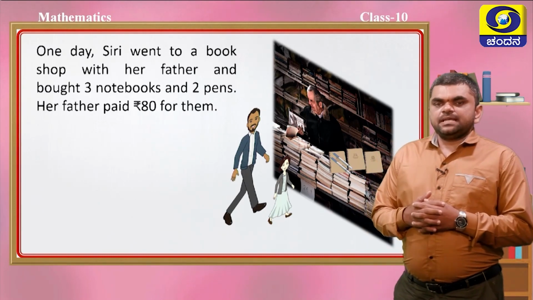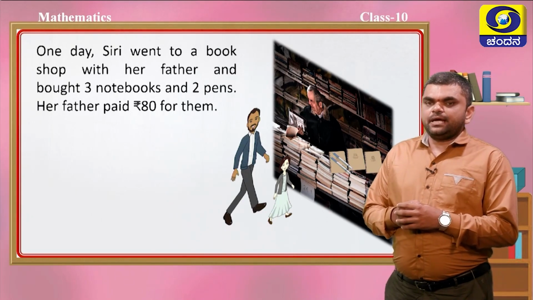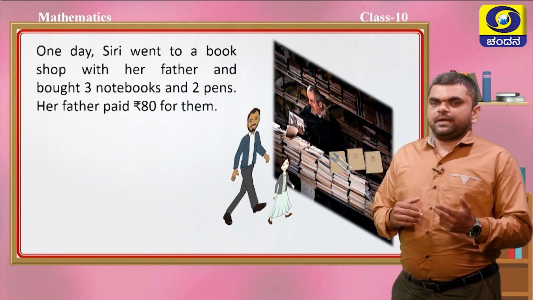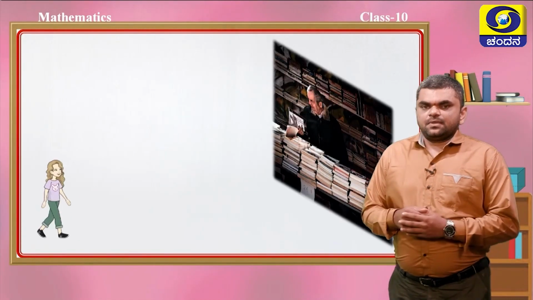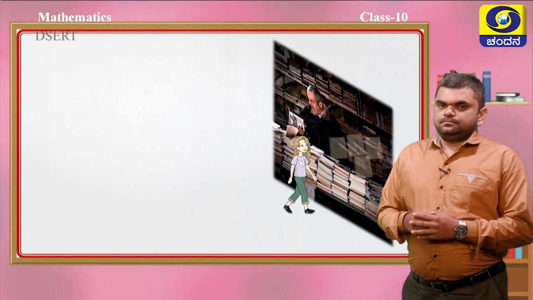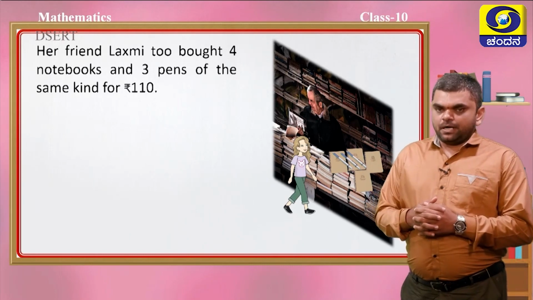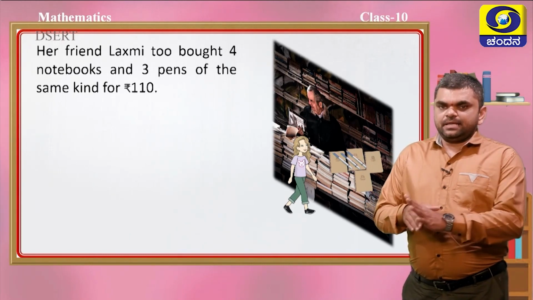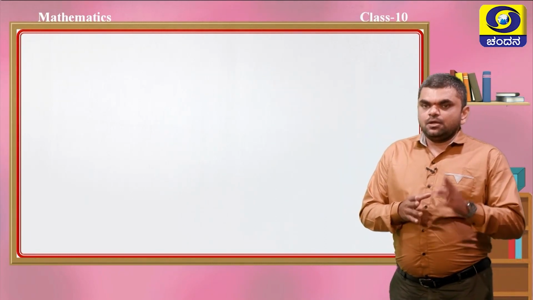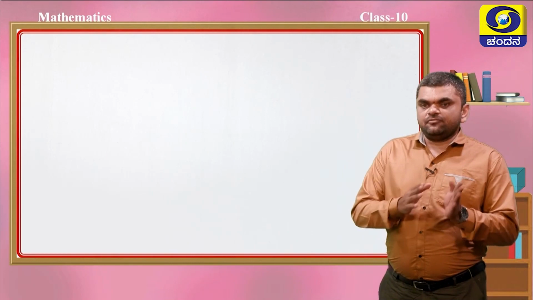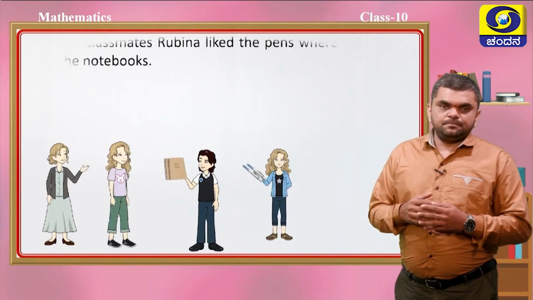One day, Siri went to a bookshop with her father and bought 3 notebooks and 2 pens. Her father paid 80 rupees in total for them. But observe here, her friend Lakshmi too bought 4 notebooks and 3 pens of the same kind for 110 rupees. Neither of them knows the price of each book and each pen. Here they are discussing. Observe here.